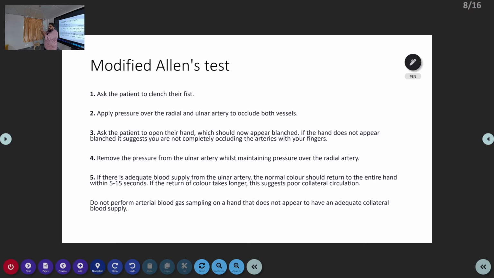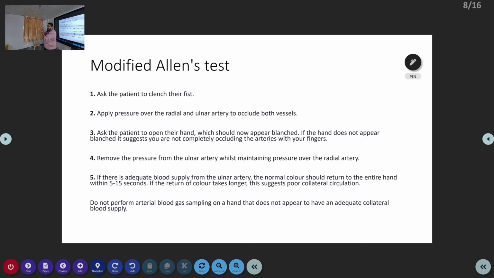I have clenched my fist and I am opening it. When I am opening it, it is pale in color. So this is what you have seen. It is pale in color. Now what do I want to know? I want to know how the ulnar artery is functioning. I will just release the pressure over the ulnar artery alone. After 5 to 10 seconds, what happened? Just see what is happening to my hand. The redness has come back.